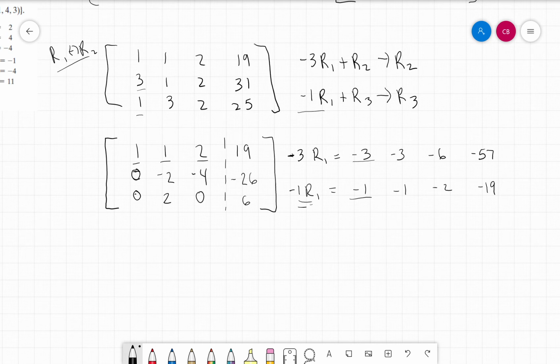A good thing to do in this case would be to move this. Notice this is 0, 2, 0. That's what we want for the middle column, middle row. So we're going to swap row 3 with row 2. We have 1, 1, 2, 19. We now have row 3: 0, 2, 0, 6, and 0, -2, -4, -26. Okay.